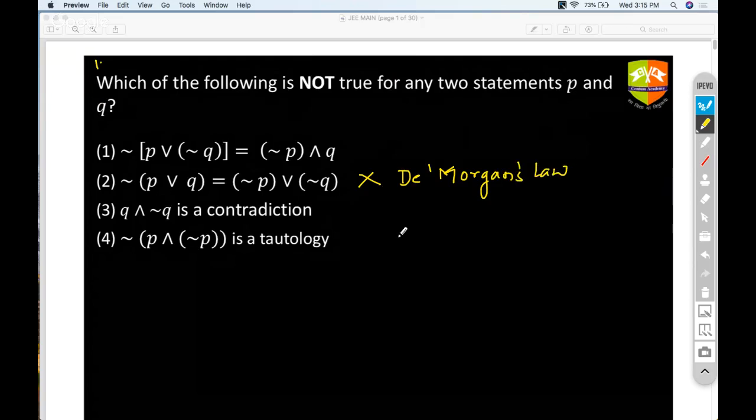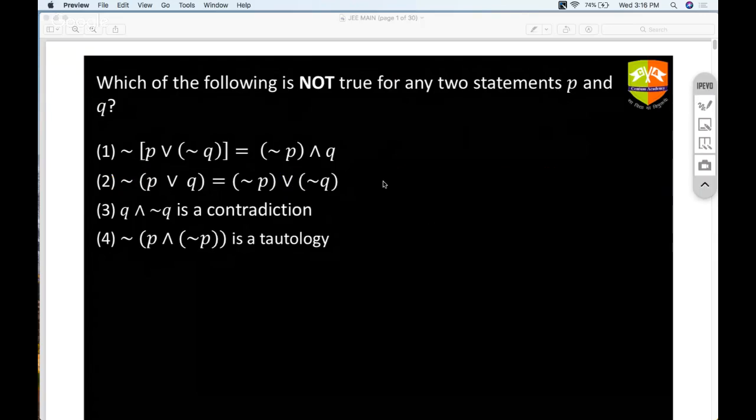So we all know De Morgan's law. Negation of P or Q is equivalent to saying negation of P and negation of Q. So this symbol should not be the symbol of or, this should be the symbol of and. So option number 2 becomes correct in this case. All right, so now let's move on to the next one.